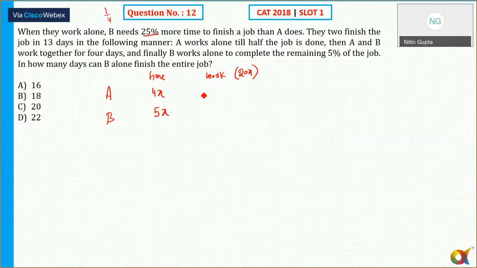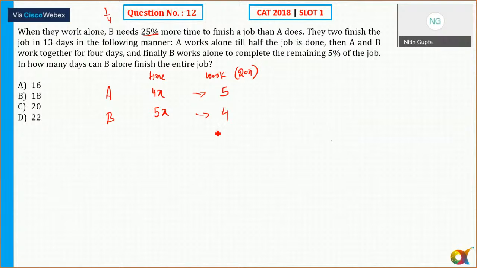So how many units will A complete in one day? In 4x days, A is completing 20x. So 20 by 4 is equal to 5 units. So A is able to complete 5 units, and how many units per day can B complete? 20x upon 5x. So 20 by 5 is equal to 4 here.